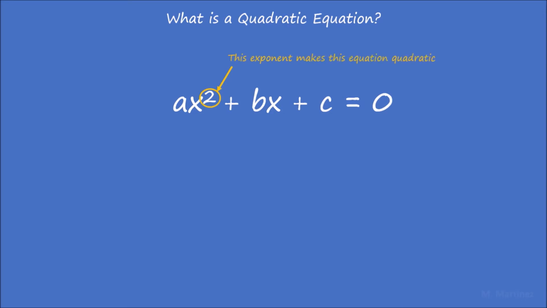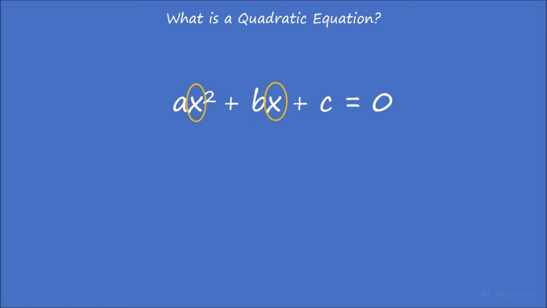This exponent makes this equation quadratic. The value of a should not be equal to 0. If the value of a becomes 0, then this term will be 0. The remaining equation will not be a quadratic equation anymore, but a linear equation.